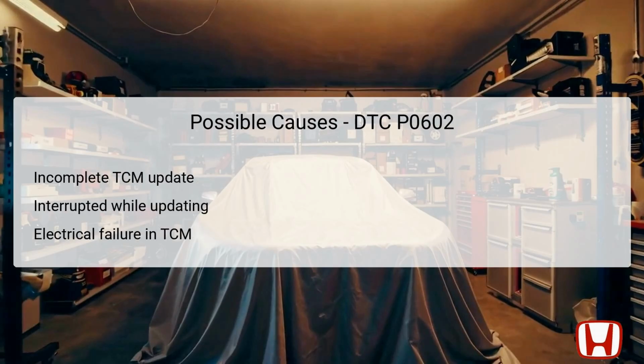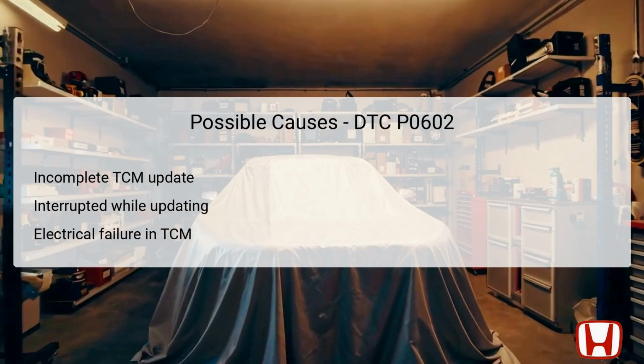The primary cause of DTC P0602 is an incomplete TCM update. This can occur if the update process is interrupted, either by the technician or due to electrical failure in the TCM itself. For instance, if the vehicle is mistakenly switched to accessory mode, it can halt the update, causing the system to register an error.